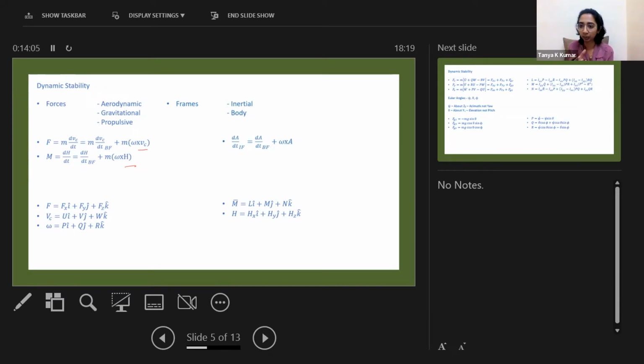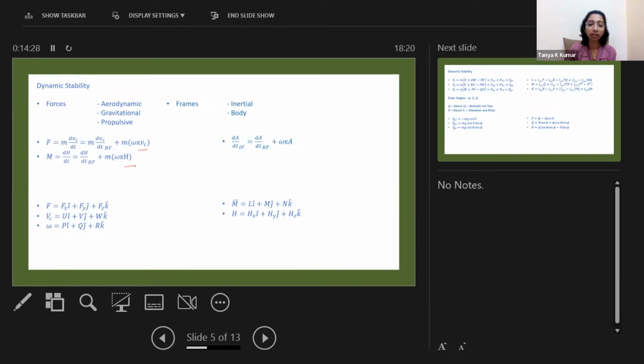And when the earth rotates with an angular velocity, the frame also rotates with it. Hence, it's not an inertial frame. But for the short duration of our analysis, we can neglect the angular velocity of the earth, which is why we assume the earth fixed frame to be the inertial frame for our case. That is, for the flight dynamic analysis of your flight, short duration analysis.